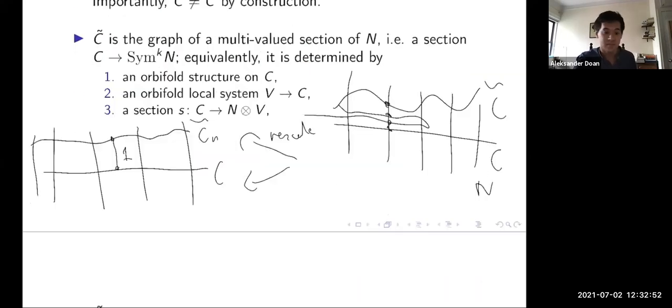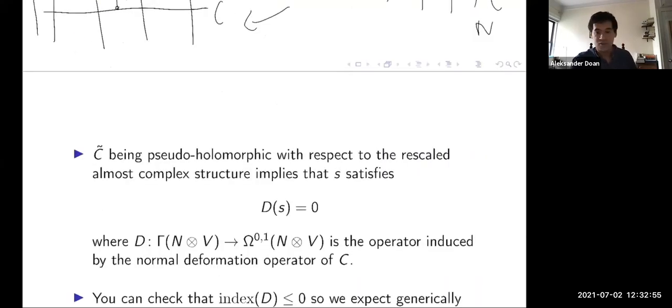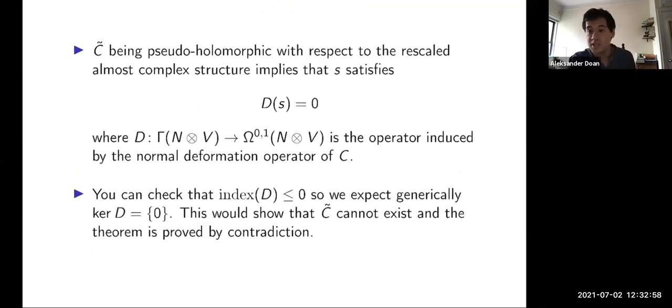And this section is not some random section, because the curves we started with are pseudo-holomorphic, there should be an elliptic equation for our section. So this is what this point says: because our curves were pseudo-holomorphic, after we start rescaling, the limiting curve will be pseudo-holomorphic with respect to some rescaled almost complex structure in the normal bundle. And the condition for C twiddle being pseudo-holomorphic with respect to that almost complex structure is an elliptic equation for this multi-valued section.